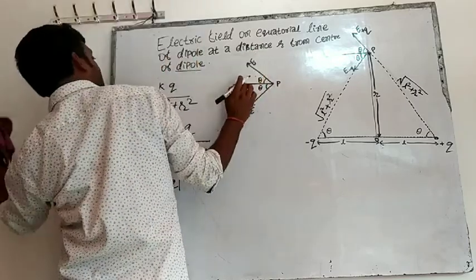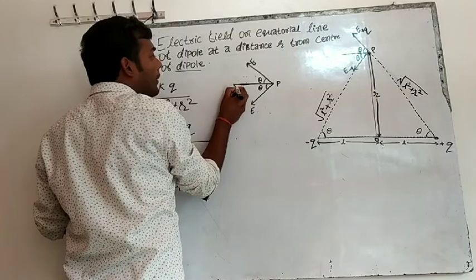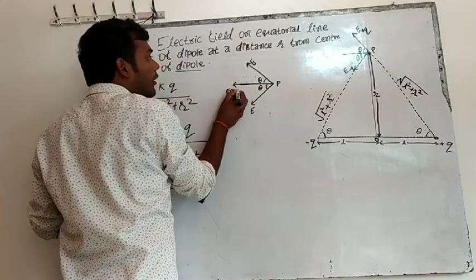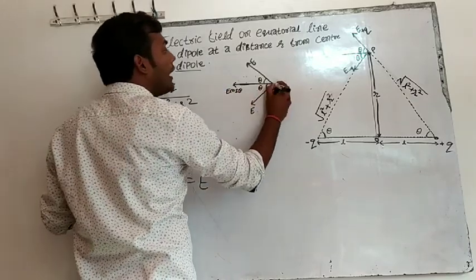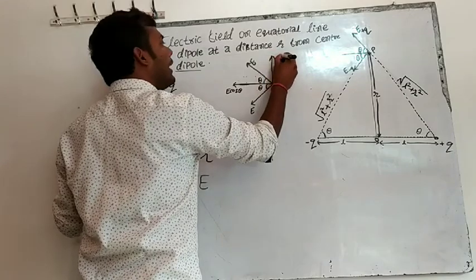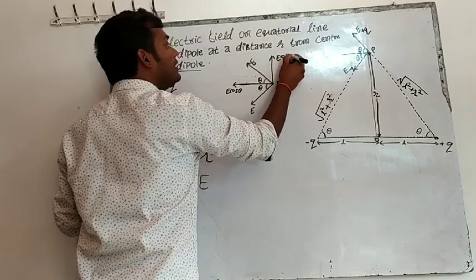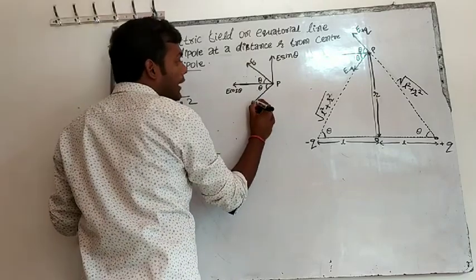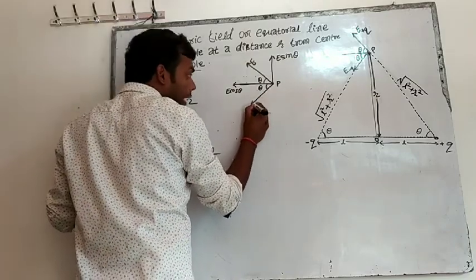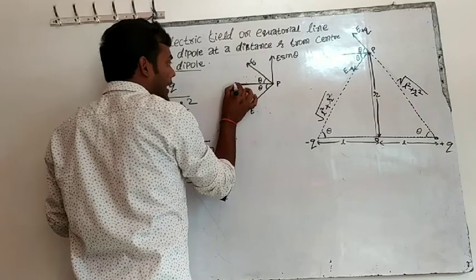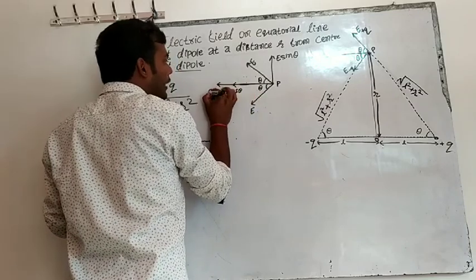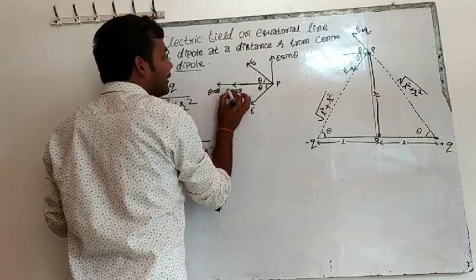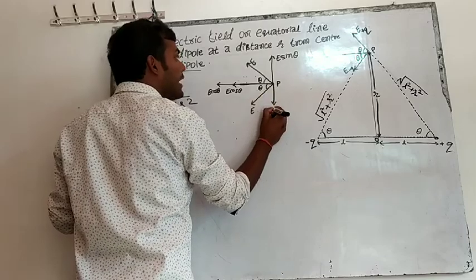This electric field is making an angle with X, so this will be cos. This will be E cos theta. And the other, that means the perpendicular one, E_y will be E sin theta. Now we will take the components of this one too. This electric field is making an angle with X, so the X component will be E cos theta, and the other one will be E sin theta.